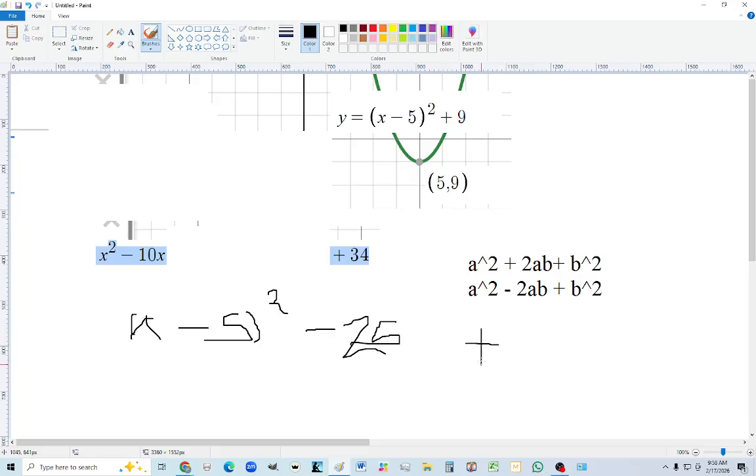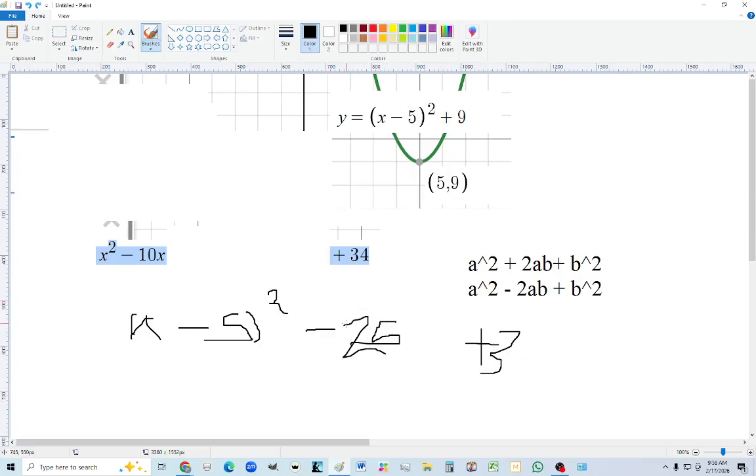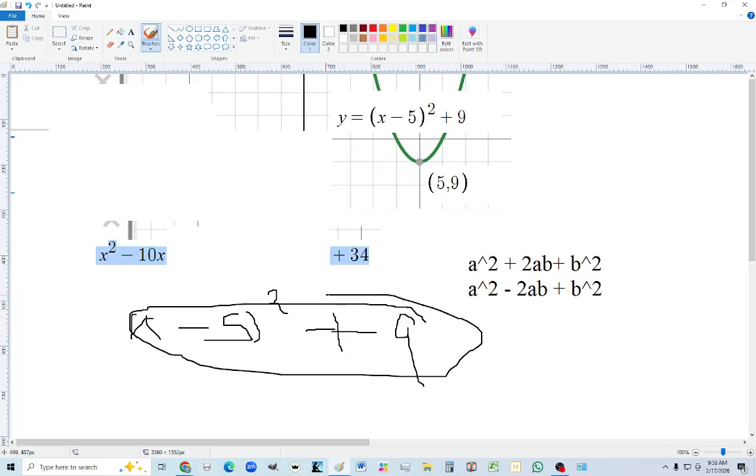And then I add 34. Then I bring my number back. I say, well, I know that's 25 I don't want. So I have to subtract 25. And now I'm going to add my 34. Look at that. Minus 25 plus 34 is plus 9. That means this is the vertex format of this standard format here.